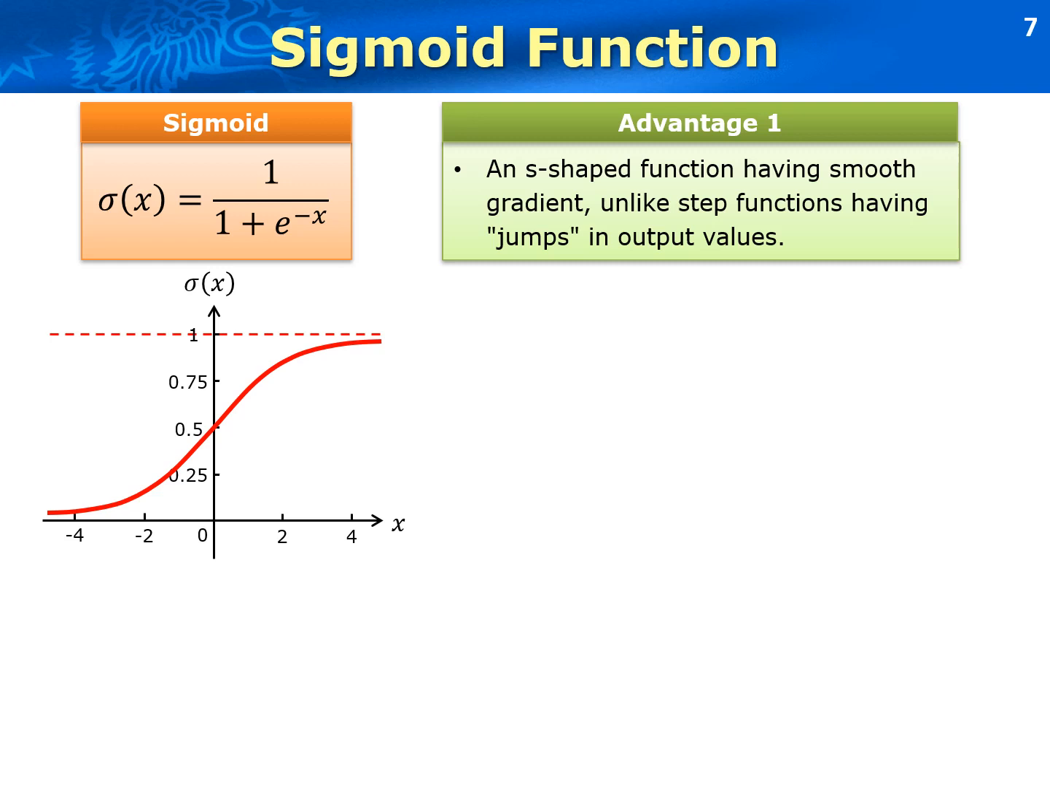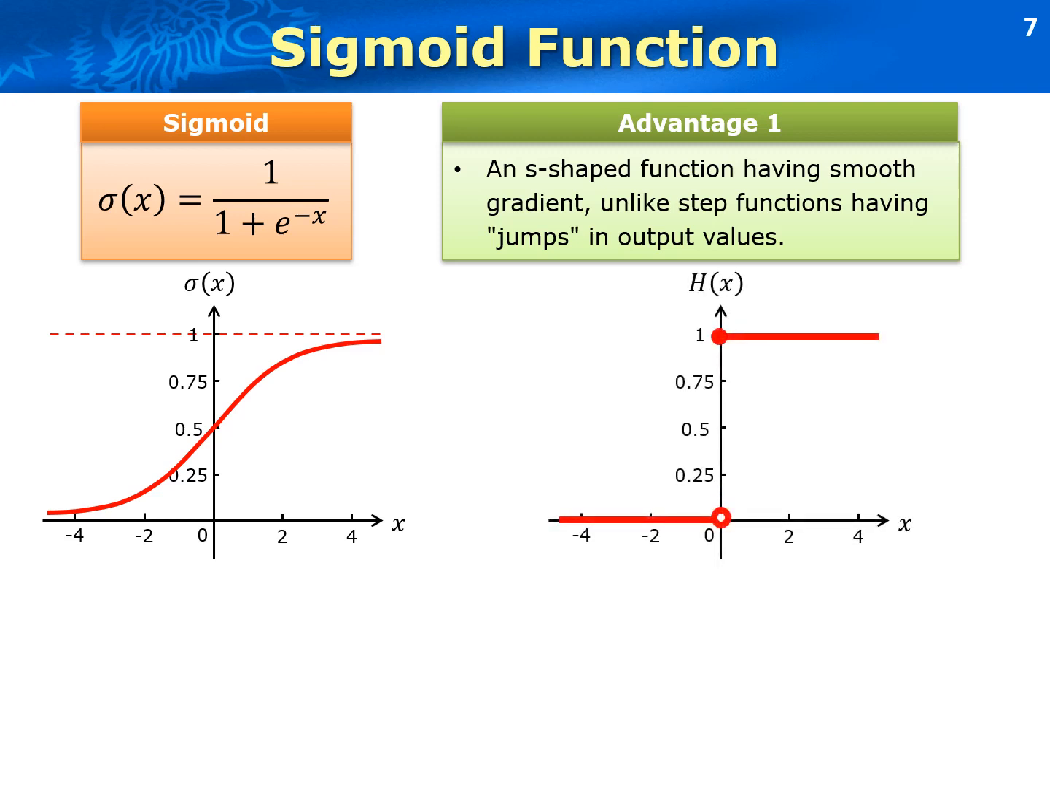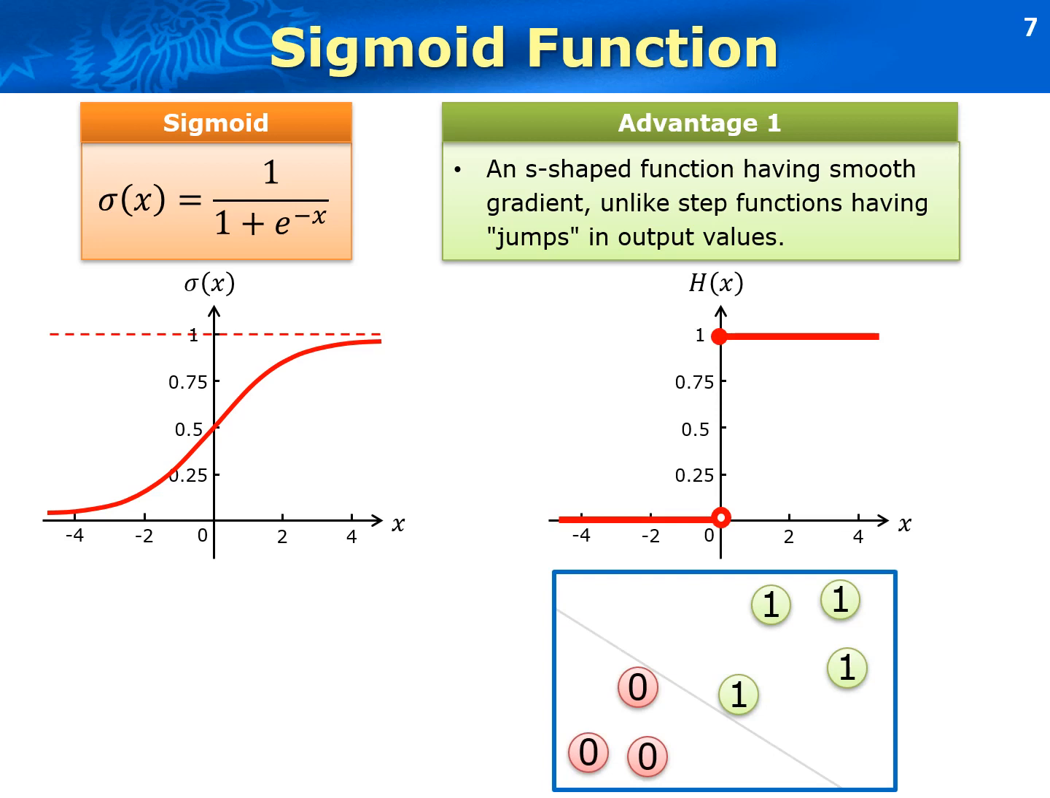In comparison, the step function has a sudden jump at 0 for its output value. As a result, for binary classification problems, we can see that the perceptron using a step function can only decide whether each data point is in one category or the other. All the points within the same category are labeled with the same value, 0 or 1. This classification result cannot tell how far and how close each data point is to the separator line.